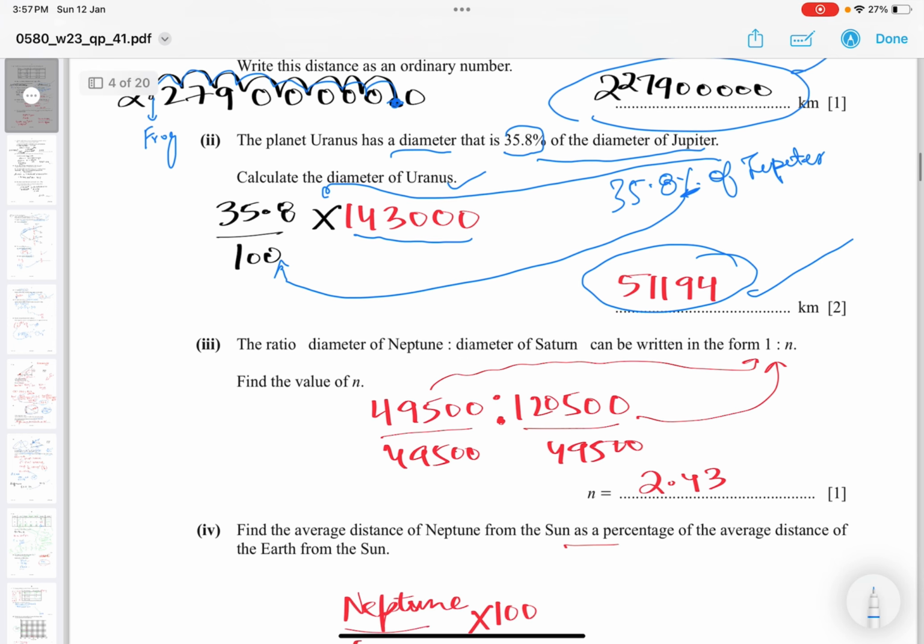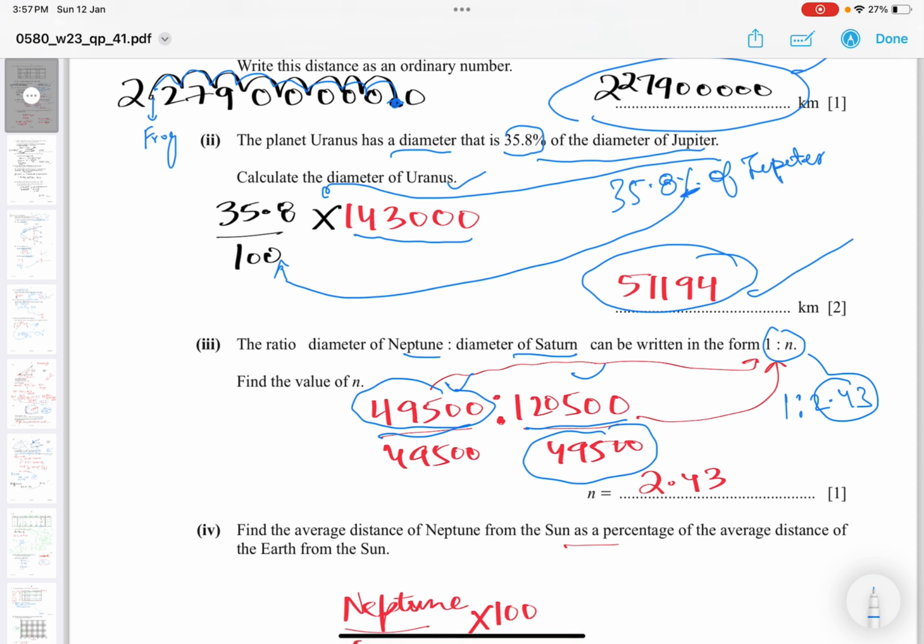The ratio of diameter of Neptune to diameter of Saturn can be written in form of 1:n. So the ratio is like this. How can I make 49500 into 1 by dividing it by the same number? Very simple question, sir. So we will divide the next ratio also by 49500 and we will get 1 is to 2.43. So the value of n is 2.43.